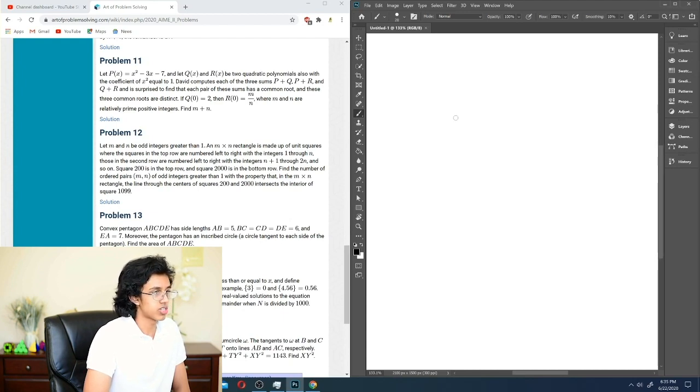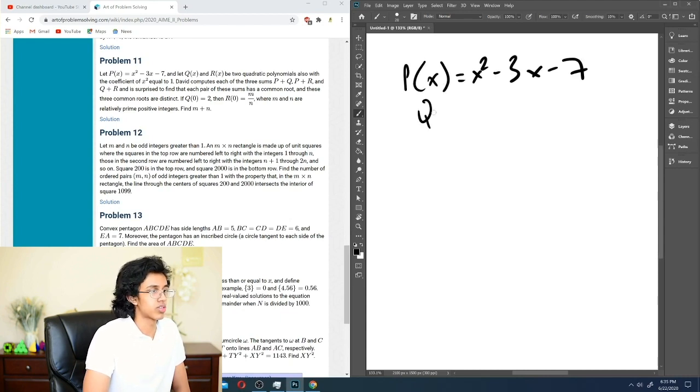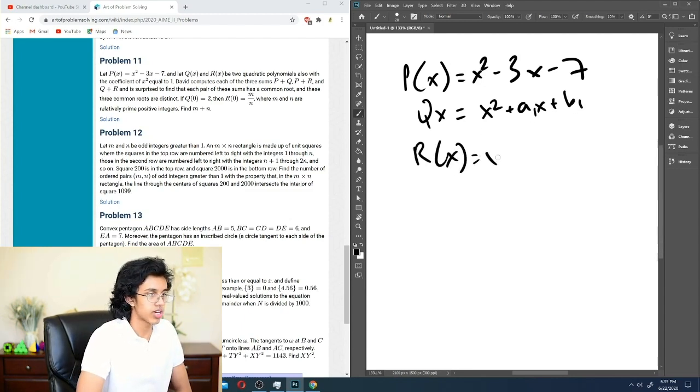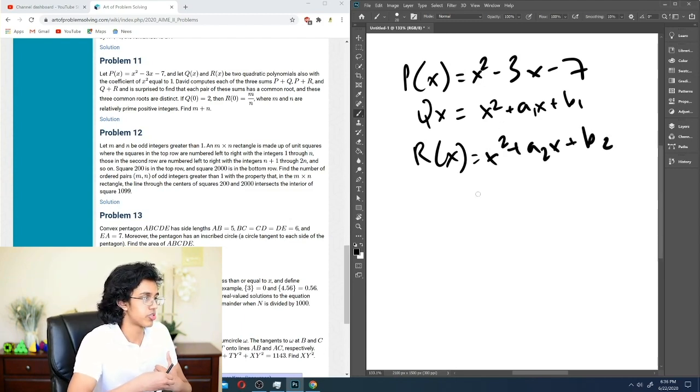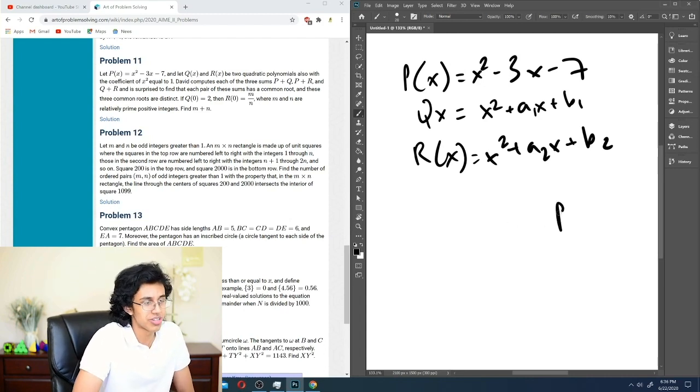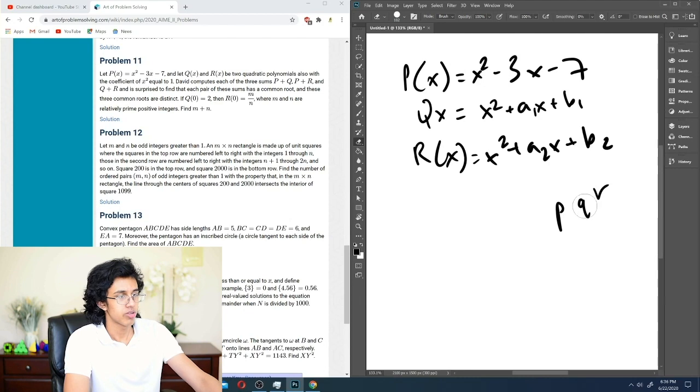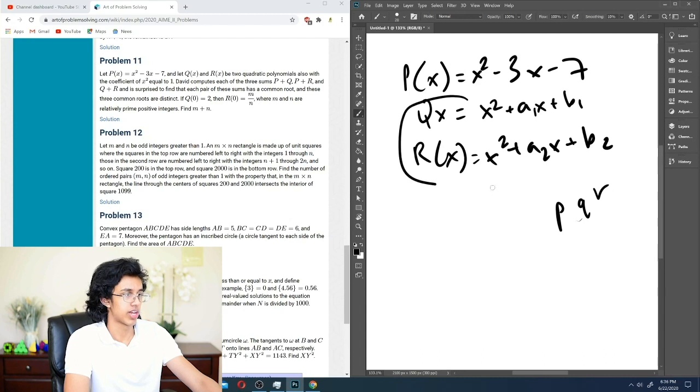Okay, so I think the idea is you just had to make a bunch of equations. So let us say that p of x is equal to what is given, and then q of x we'll say is x squared plus a1 x plus b1. And then r of x is equal to x squared plus a2 x plus b2. Well, let us say that the three common roots are p, q, and r. That's not confusing at all, but it'll be fine, right? Hopefully. So basically we can say that p and q are the roots of adding these two, q and r are the roots of adding these two, and p and r are the roots of adding this with this. So we could find the sums.